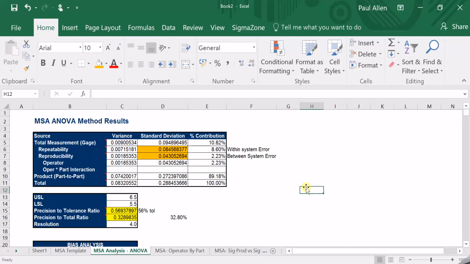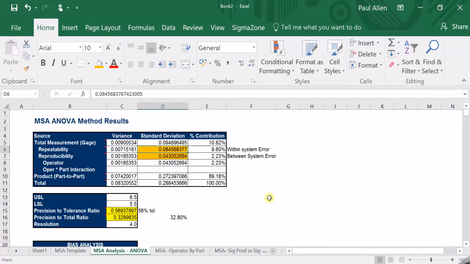reproducibility. Now, all I'm interested in with these two numbers is their relative size to one another. It doesn't really matter what the number is, but I just want to know, where's the biggest problem? Is it within or between, or are they both at a similar level? And that'll help to tell me what to do next.